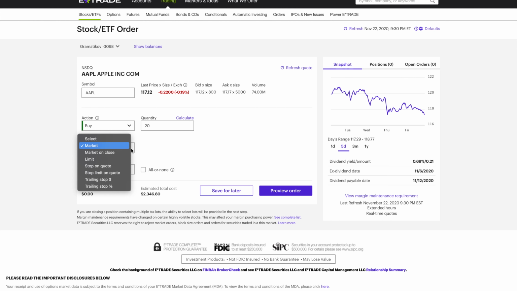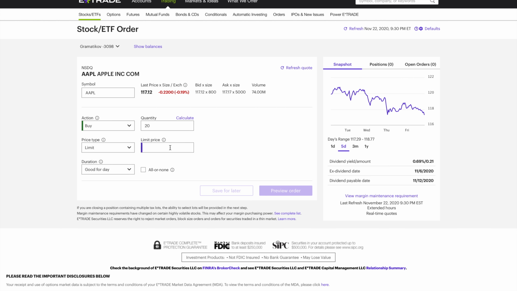And at the bottom, you're going to select for market order. It gives you only one option, good for the day. But then if you hit limit, oh, there's the other thing. You have to give a limit price. So your limit price can be anything from 117.17 all the way down to zero.